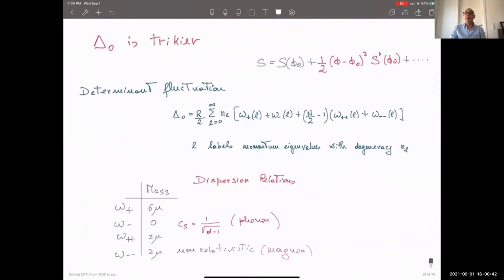Delta 0 is a bit trickier, because you have to calculate the fluctuations. So you have to solve for the determinant of the fluctuations around the background, and this has this expression, where R is still the radius, and l labels the momentum eigenvalues with the degeneracy n_l. These omegas are nothing but the dispersion relations of the different particles in the system. Of course, you have broken Lorentz invariance because you are at fixed charge, that is, at finite chemical potential. Omega plus and omega minus correspond to relativistic particles with charge and mass of order mu. Omega zero is the photon, or the conformal mode, and this is actually the speed of light, or sound speed, in that medium. And then you also have some non-relativistic states that you could interpret as magnons.